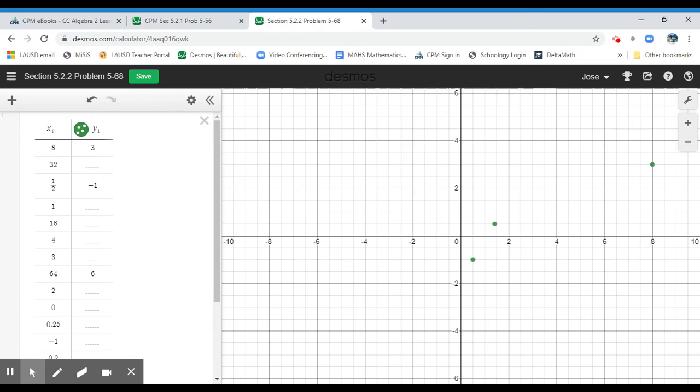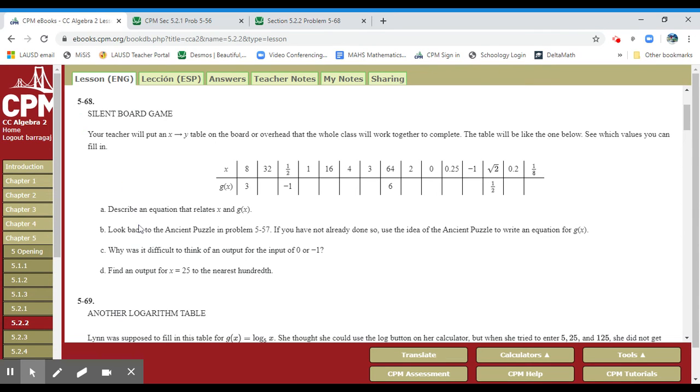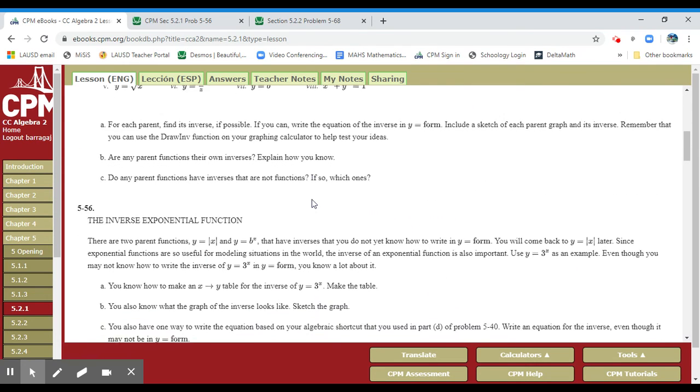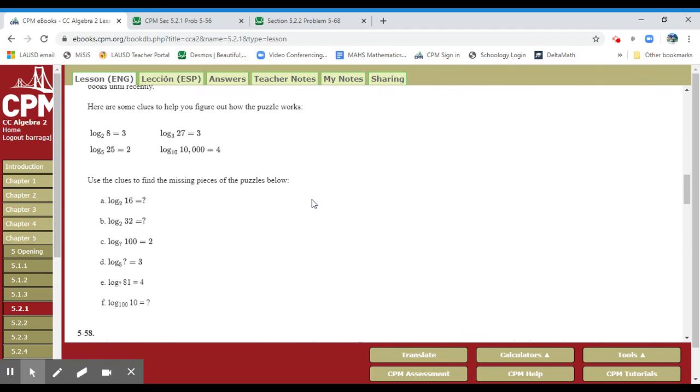And now over here, look at the set of values, okay? How are these related to each other? Maybe take a minute to look at this. How are these values related here? 64 and 6, 8 and 3, they give me 1/2 and -1. And then they want us to look again back to 5-57, which was this problem that I was just talking about, right?